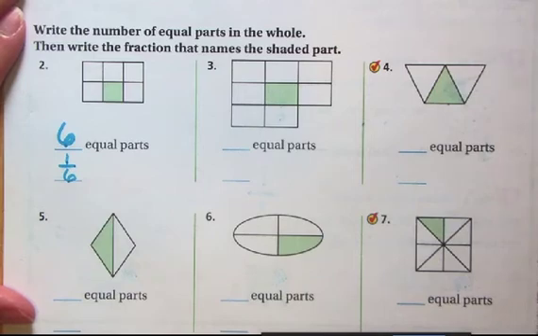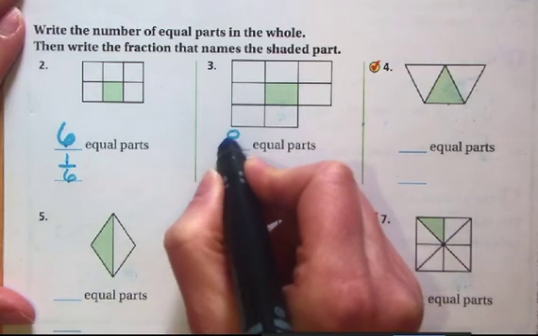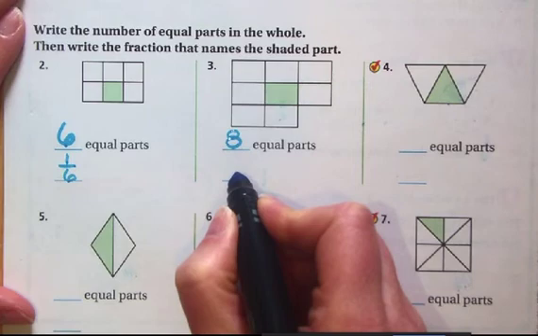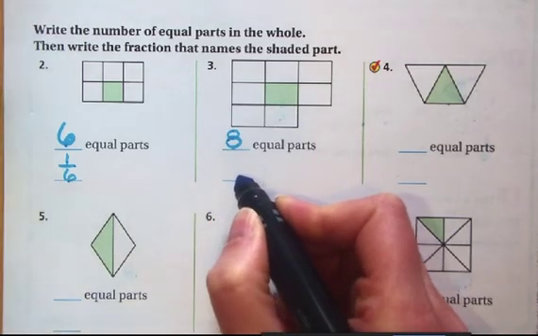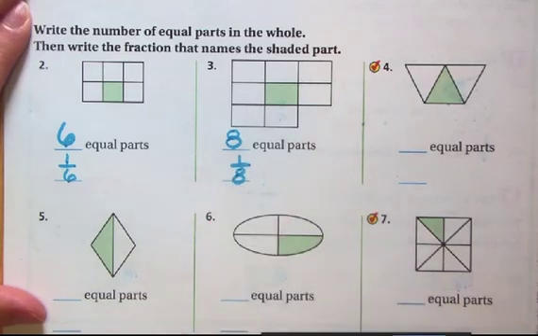Now, number 3 looks a little weird, but they all are equal in size. How many equal parts are in number 3? 8. I have 8 equal parts. What would my fraction be? 1 on top, 8 on the bottom, or 1/8.